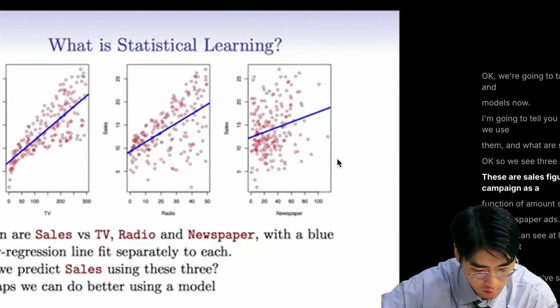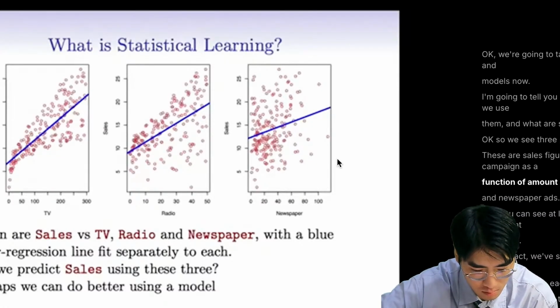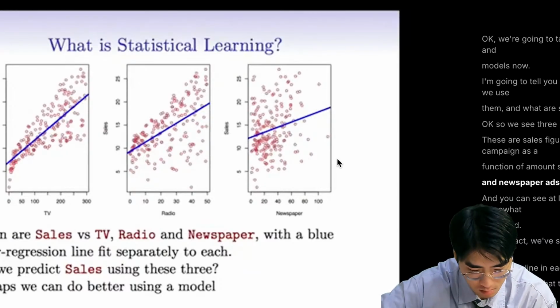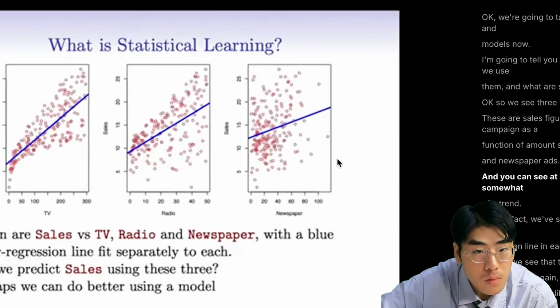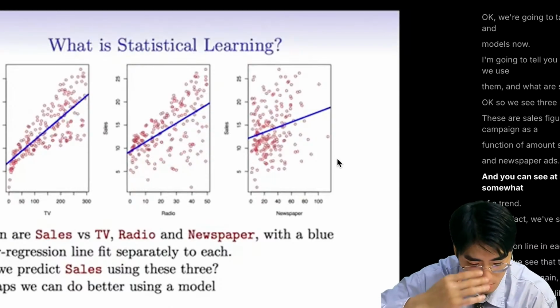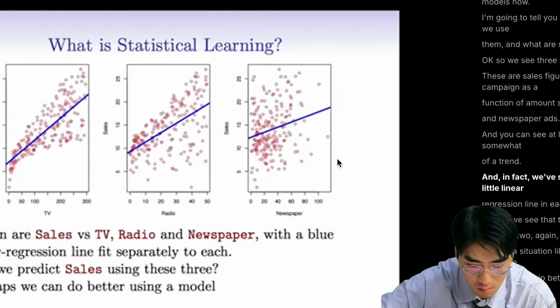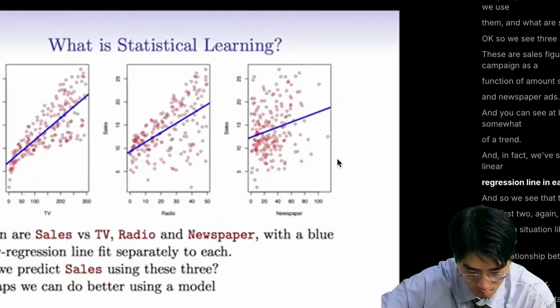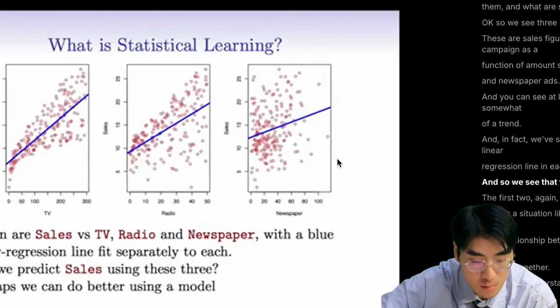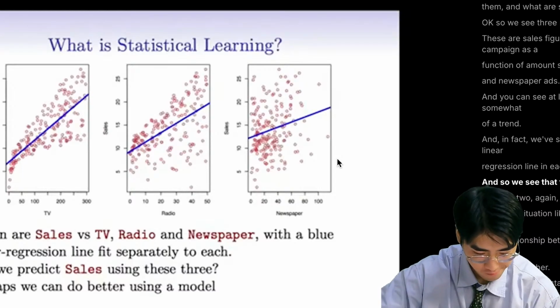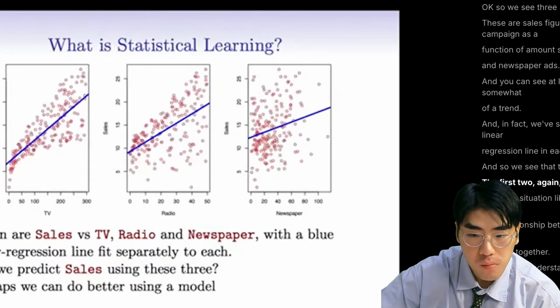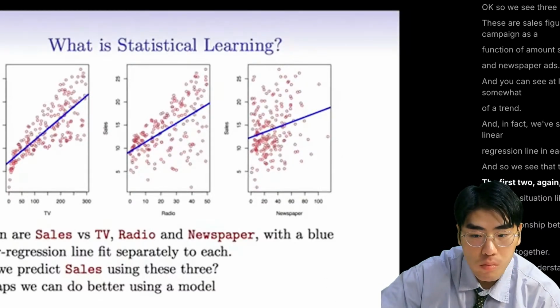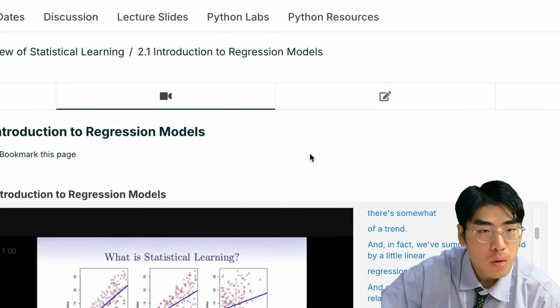These are sales figures from a marketing campaign as a function of the amount spent on TV ads, radio ads, and newspaper ads. And you can see at least in the first two, there's somewhat of a trend, and in fact we've summarized the trend by a little linear regression line in each. And so we see that there's some relationship. The first two again look stronger than the third.